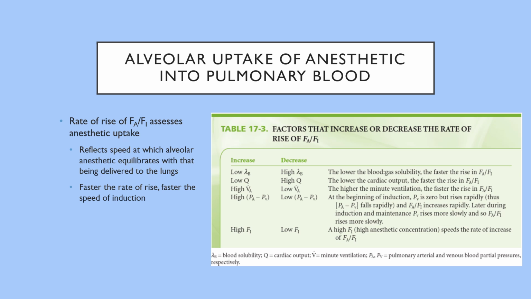Cardiac output is also inversely related. The way to think about this, in a lower cardiac output state, you have less blood being delivered to the lungs, thus less anesthetic is going to be delivered from the alveoli to the pulmonary circulation, also increasing the rate of rise of FA. And alveolar ventilation is directly proportional to the rate of rise of FA to FI. This makes sense because you have more anesthetic being delivered to the alveoli. That's going to increase the rate of rise.